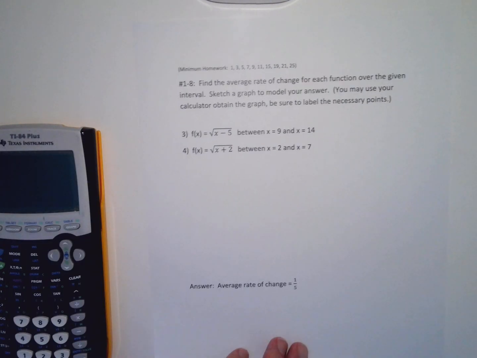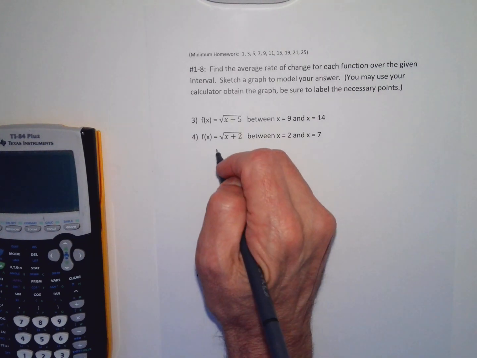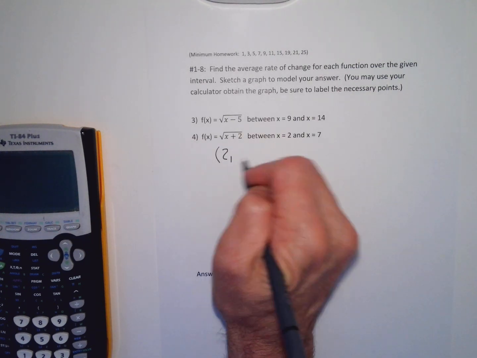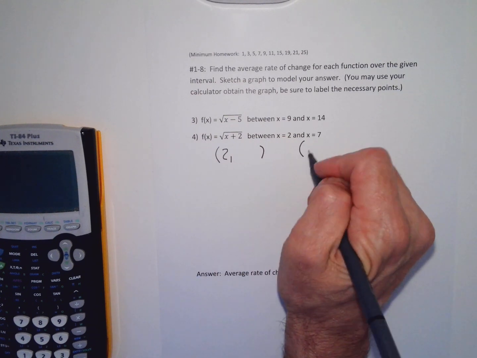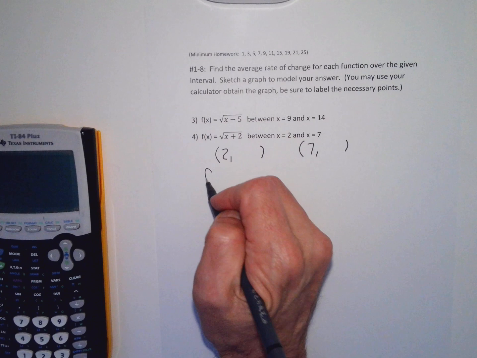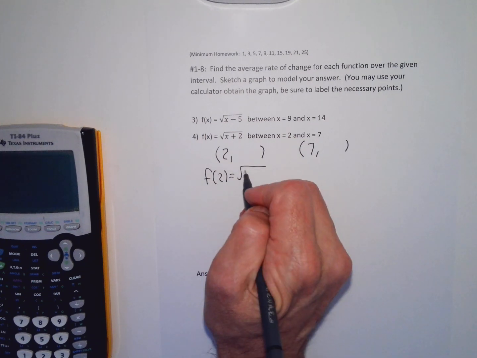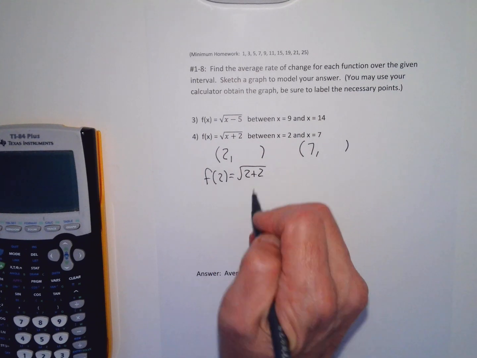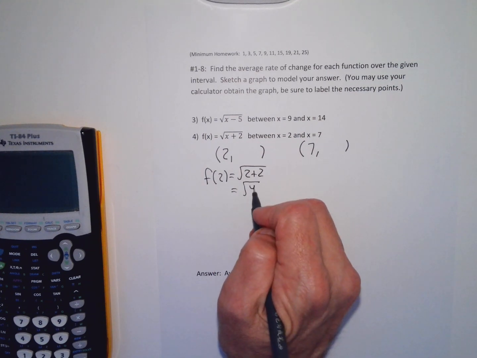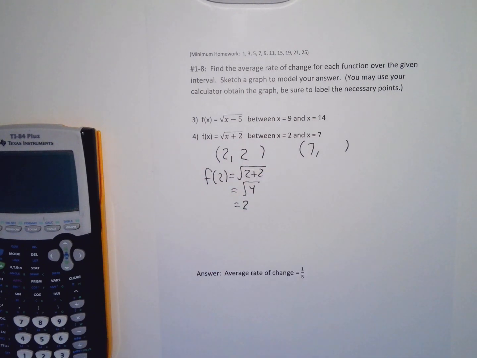Let's do another one of these average rate of changes. I'll do number 4. I'm going to do the average rate of change of that function between 2 and 7. So I need to create 2 points. The first point's going to have an x-coordinate of 2. The second point's going to have an x-coordinate of 7. The y-coordinate of the first point is going to be found by plugging 2 in for x into the function for number 4. That's going to be the square root of 4, which is 2. So the first point I'm going to work with is the point 2, 2.